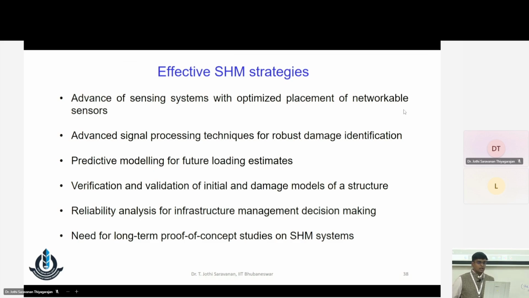So, effective SHM strategies. Again, there are a lot of theories, but the aim is what? We need a cost-effective system where we do automated health monitoring. That's it. These are the two key points we discussed for the definition of health monitoring, and they should be in our mind. So how are we going to do it? That is where the strategies come in.